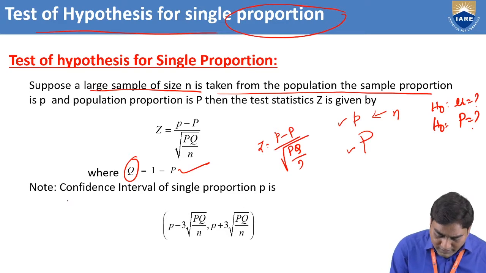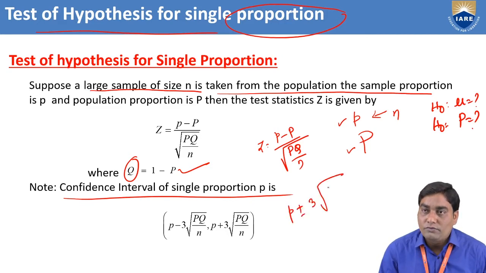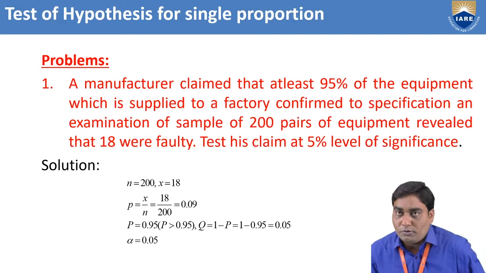Now, here we have the confidence interval for the single proportion: small p plus or minus 3 into under root of pq by n. This is the confidence interval for single proportion small p, like we have discussed the confidence interval for single mean x bar also. Now we'll discuss the problems on this topic.